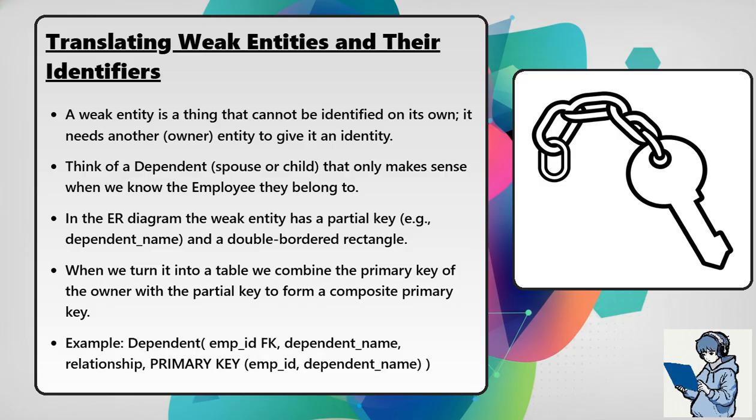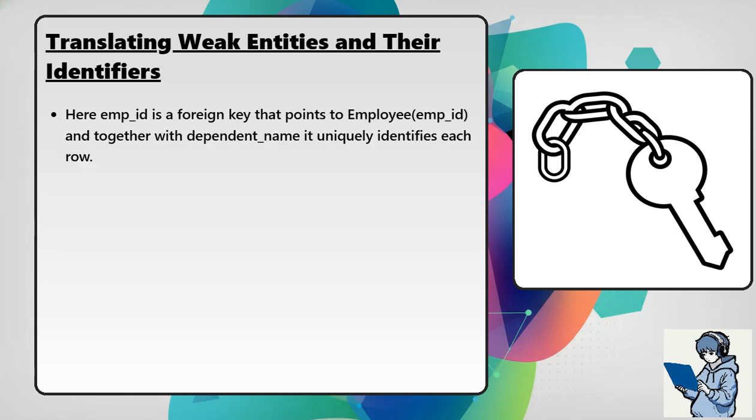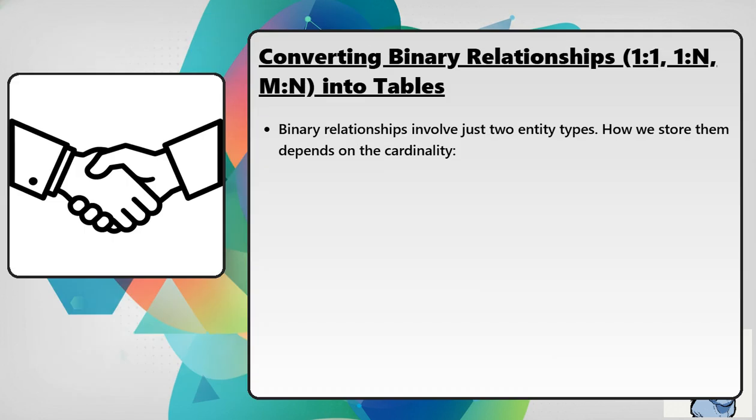Example: dependent(emp_id foreign key, dependent_name, relationship, primary key (emp_id, dependent_name)). Here emp_id is a foreign key that points to employee.emp_id, and together with dependent_name, it uniquely identifies each row. Binary relationships involve just two entity types. How we store them depends on the cardinality.